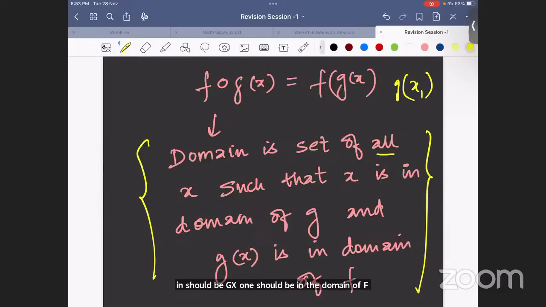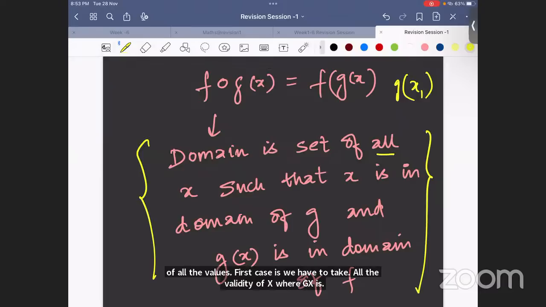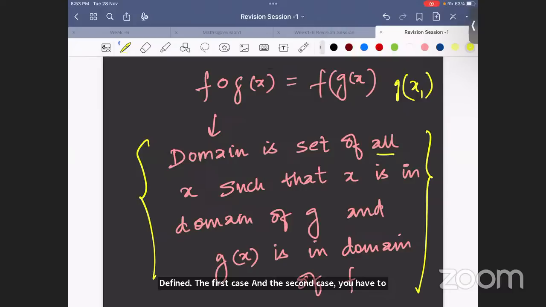I will repeat it again. For any composition function, if you have to calculate the domain, you have to take care of all those values. The first case is you have to take all those values of x where g(x) is defined. The second case is you have to exclude all those values of x where g(x) is not inside the domain of function f(x). The domain of f of g is the set of all x such that x is in the domain of function g(x). That is the one case.